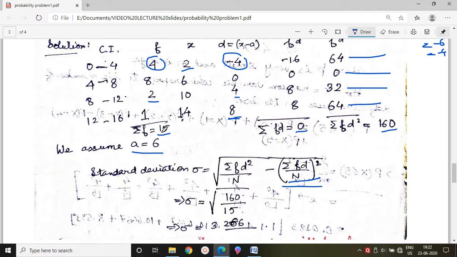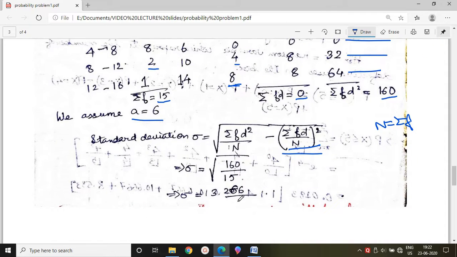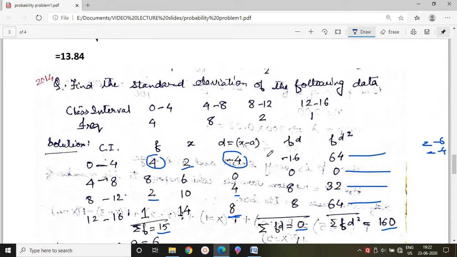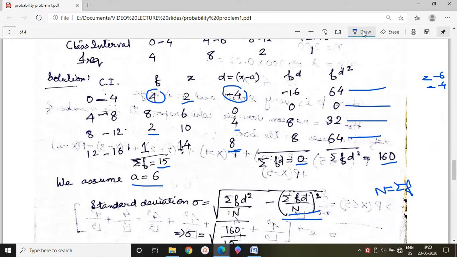And capital N means sum over f. N is your total frequency, which is your sum over f. So sum over f is 15. 160 by 15, you take the square root and then you are getting the result, sigma. So this is done. This is the standard deviation for a frequency distribution.